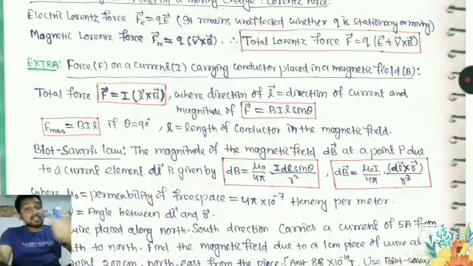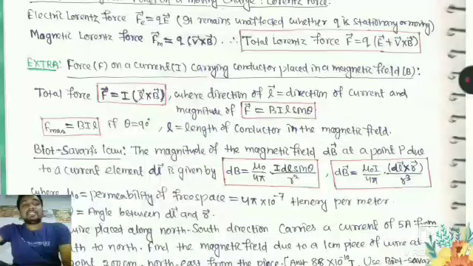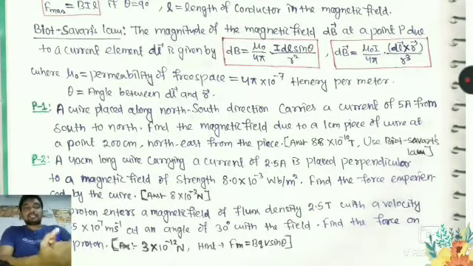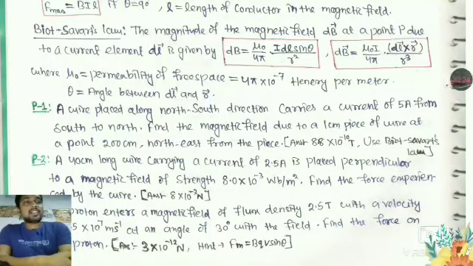Then we have the famous law, Biot-Savart's law. Biot-Savart's law talks about the magnetic field associated with a current element. The magnitude of magnetic field dB at a point P due to a current carrying element dl is given by mu naught by 4 pi, I dl sin theta by r square. This is the magnitude, and vectorially dB vector is equal to mu naught I by 4 pi, dl vector cross r vector by r cube. Mu naught is the permeability of free space, 4 pi into 10 to the minus 7 Henry per meter. Theta is the angle between dl and r vector.